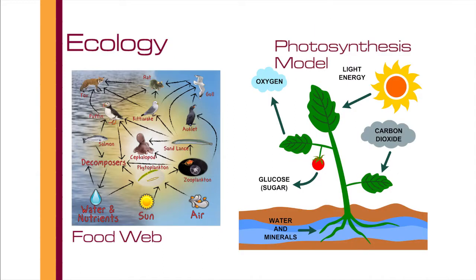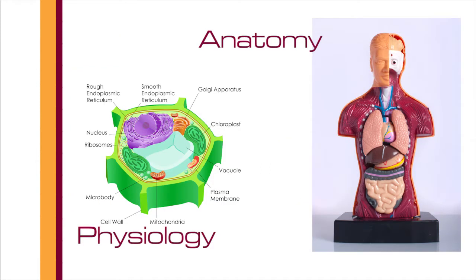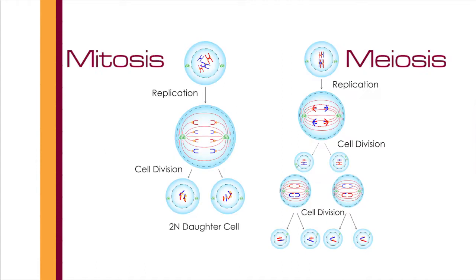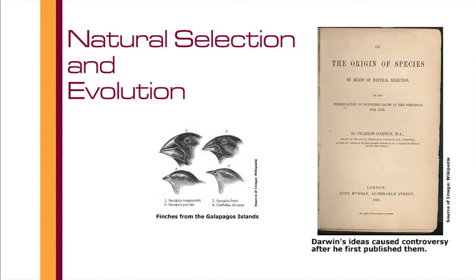Examples of conceptual models are found throughout the science disciplines. For example, in the life sciences, models pertaining to photosynthesis are combined with food chains and food webs to discuss aspects of ecology. Cell diagrams and models of the human body are common for anatomy and physiology. Mitosis and meiosis are models for cellular reproduction, and natural selection is a model used to discuss evolution.